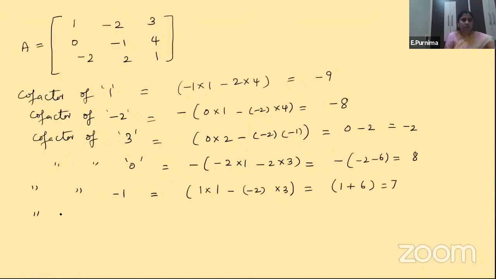Okay. Next, cofactor of 4. For the cofactor of 4, we are eliminating the second row, third column. So we are left with it, it is a negative sign, children. What you are left with here: 1 into 2 minus minus 2 into minus 2, is equal to minus of 2 minus 4, which is minus 2. Minus into minus is plus 2.